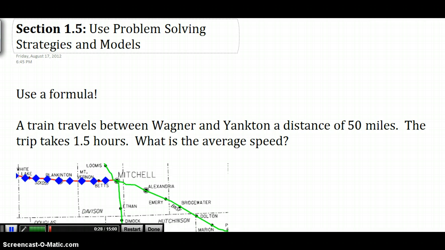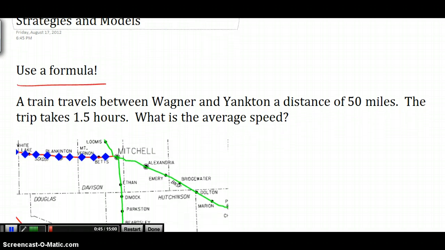The first strategy we're going to talk about is using a formula. If you know a formula, use it. That's a strategy. So the problem we have is a train travels between Wagner and Yankton at a distance of 50 miles and the trip takes 1.5 hours. We want to know what is the average speed.